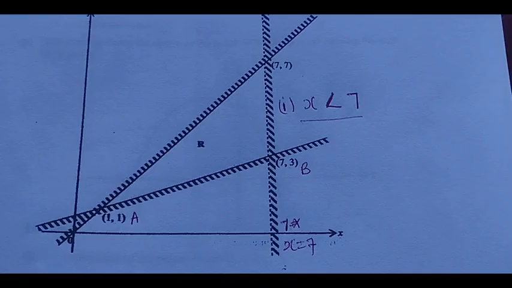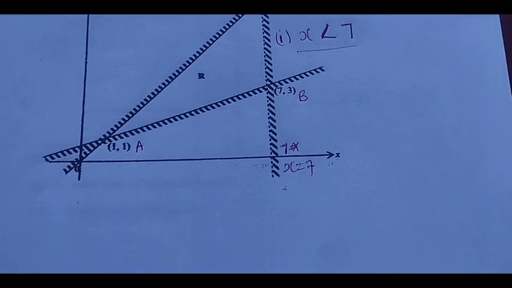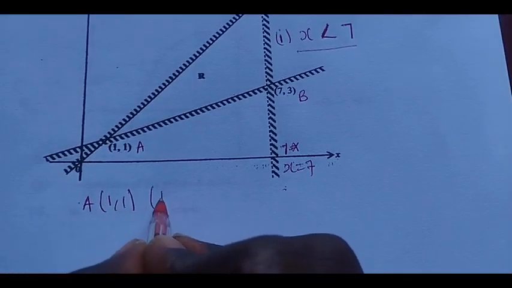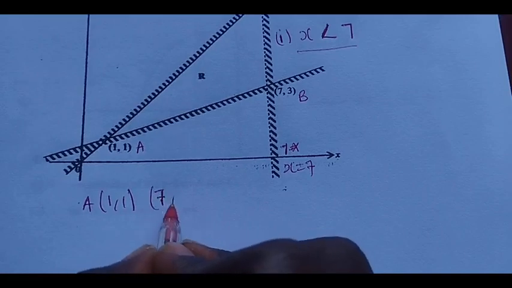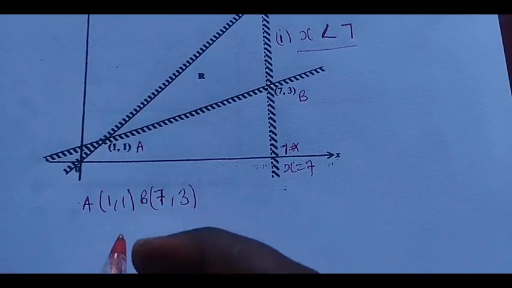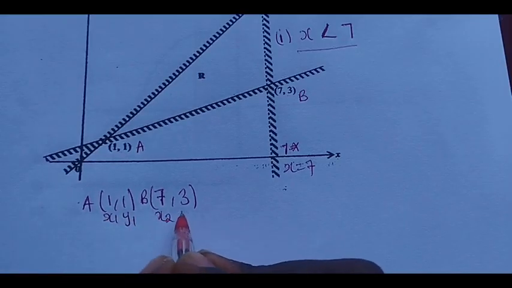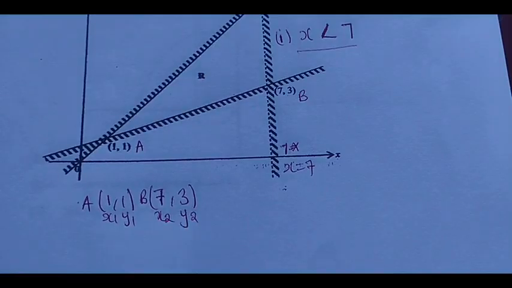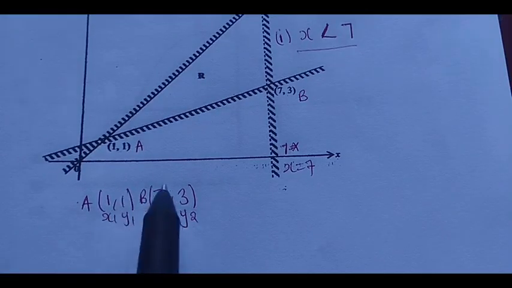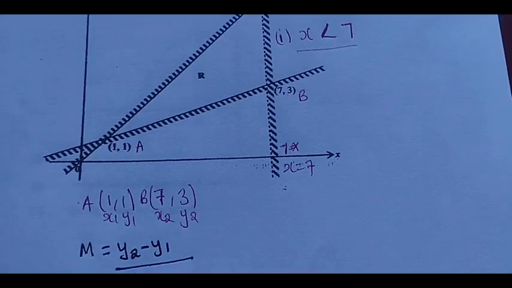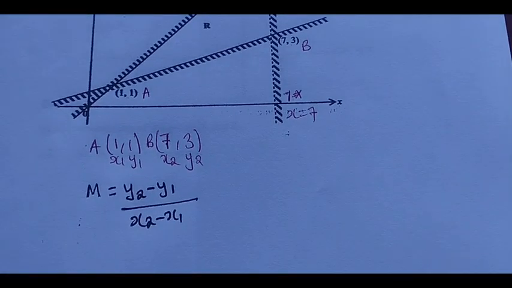I hope it's clear. So what we are going to do is this. We have coordinate A, which is 1, 1. Then we also have coordinate B, which is 7, 3. So this will be your x1, y1. This will be your x2, y2. I want to find the gradient of this. So gradient is equal to y2 minus y1 over x2 minus x1. I hope that it's clear. That is what you are going to do.